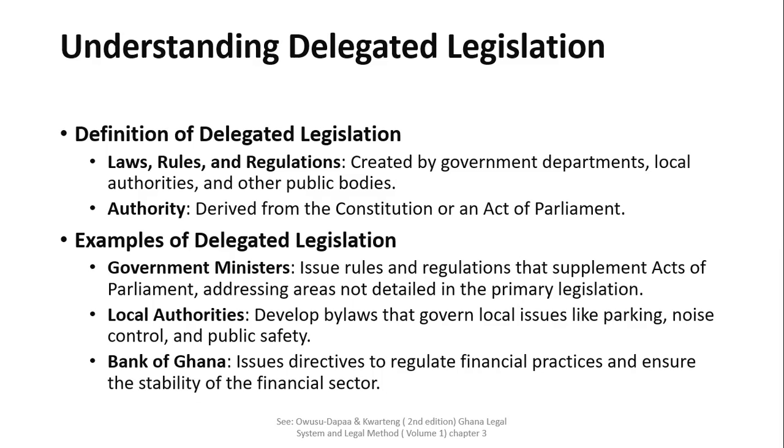Another example of delegated legislation is bylaws, which are issued by local authorities: district assemblies, metropolitan assemblies, municipal assemblies, addressing very local matters like parking or noise control, public safety, market tolls, and things like that. So those matters are very localized, and that is why the relevant Metropolitan Assembly, Municipal Assembly, or District Assembly will be issuing the laws which will govern them.